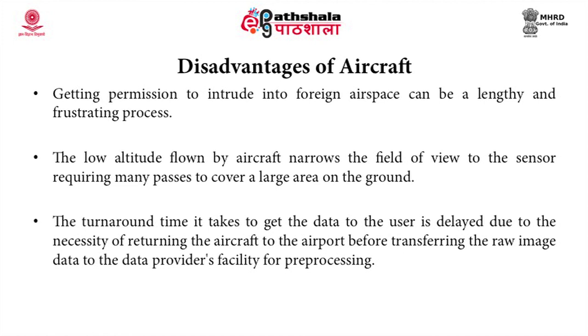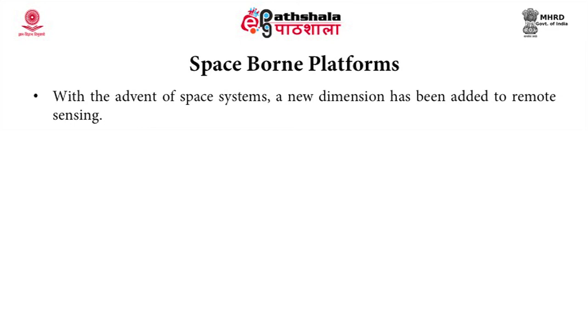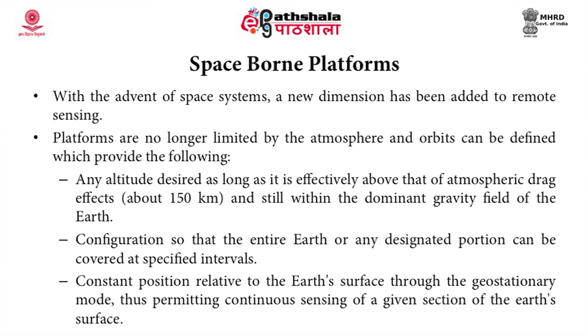The last category of platforms is spaceborne platforms. With the advent of space systems, a new dimension has been added to remote sensing. Platforms are no longer limited by the atmosphere, and orbits can be defined which provide the following: any altitude desired as long as it is effectively above that of atmospheric drag effects, that is about 150 kilometers, and still within the dominant gravity field of the Earth. Configuration so that the entire Earth or any designated portion can be covered at specified intervals. Constant position relative to the Earth's surface through the geostationary mode, thus permitting continuous sensing of a given section of the Earth's surface.